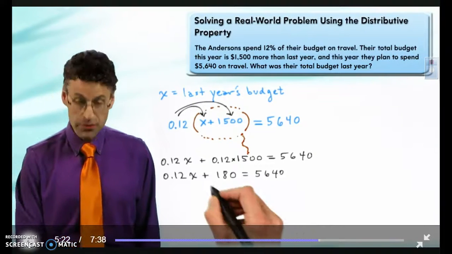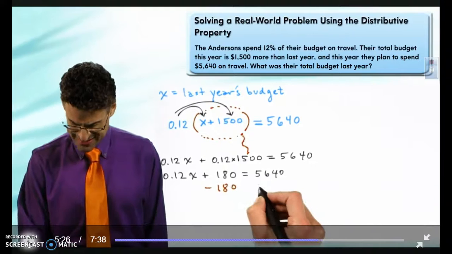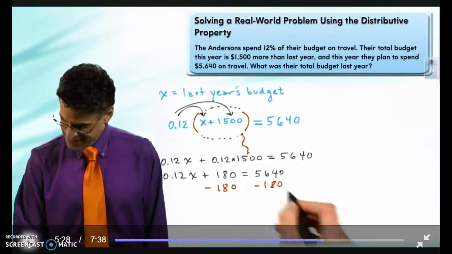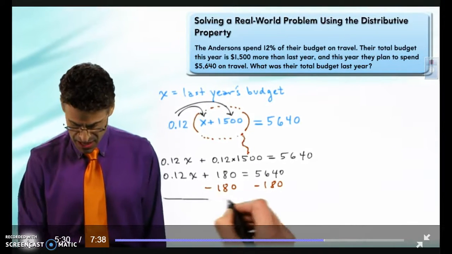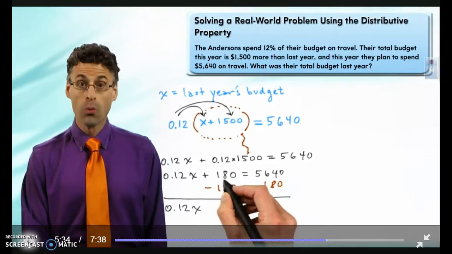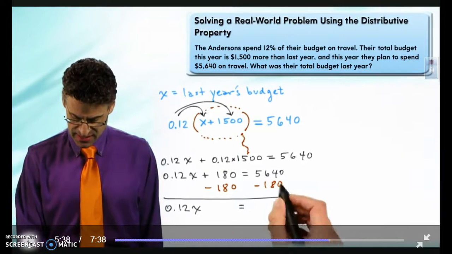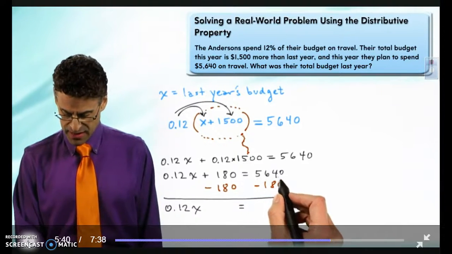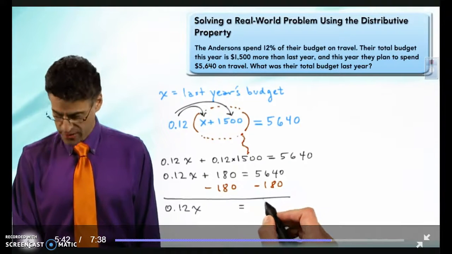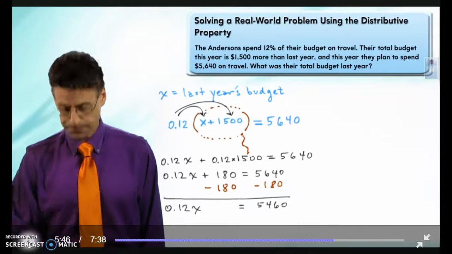So you know what we have to do now. We want to undo the addition of 180, so we subtract 180 from both sides. This is so much fun. This is why people love math. All right, so here I just get 0.12x. 180 minus 180, that's a 0. That's the whole point of that. So that equals this. And then here I have 5,640 minus 180. And so that gives me 5,460.